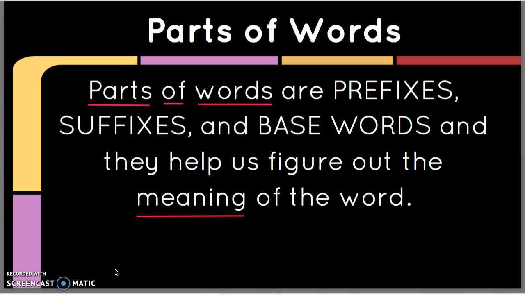The base word is the part of the word that cannot be broken down. So after you look at the prefix at the beginning and the suffix at the end, all you have left is that base word, and it can't be broken down into any more parts. That's the base word. So parts of words are looking at the different parts of the word that will help us figure out the meaning of the word.